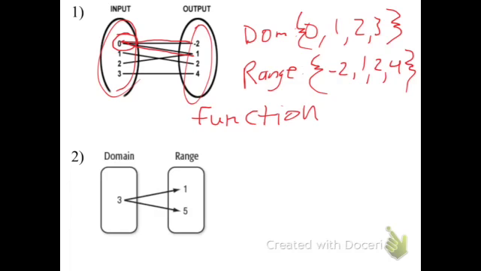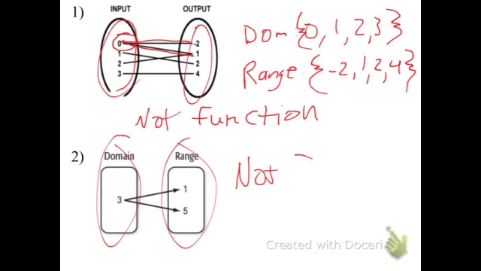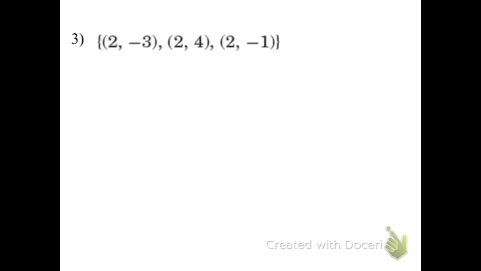Okay, let's move on to 2. This one's already listed. Domain's right there, range is right there. So really, it's just those points. And the big question is whether or not it's a function. Well, this one is also not a function, for the same reason the top one isn't. 3 gets assigned 2 different numbers, the 1 and the 5. It's not a function because it got assigned 2 different numbers. If it got assigned only 1, it'd be fine.